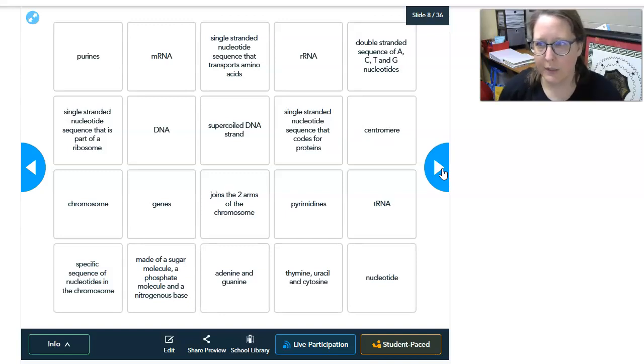This is a matching activity if you're in a neopod in the class, and you can do that one: match the word with its definition.